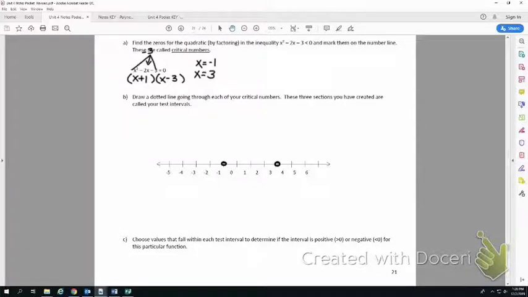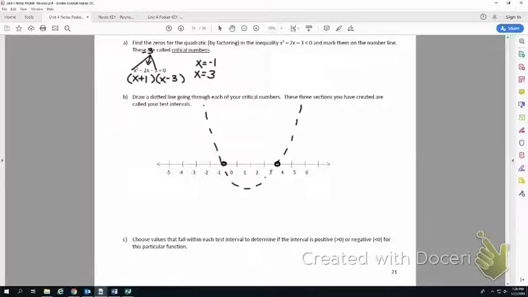So, I'm going to factor it. I'm going to get the solutions. I'm going to put it on the number line. And then after that, I'm going to roughly draw a parabola. You're always going to have a concave up parabola with how we're going to solve these.